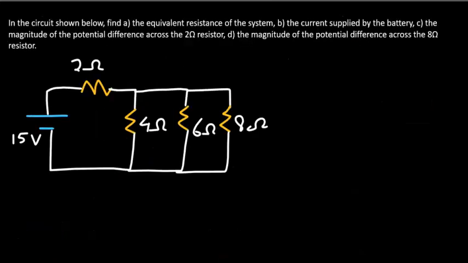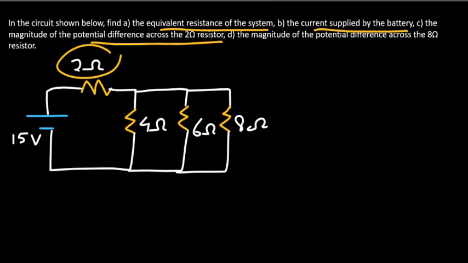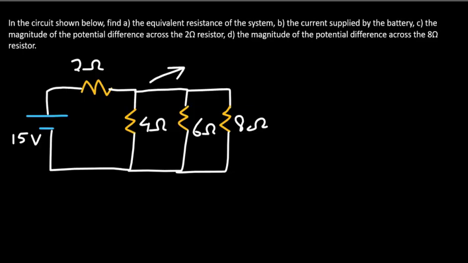Problem 2. In the circuit shown below, find the equivalent resistance of the system, the current supplied by the battery, the magnitude of the potential difference across the 2 ohm resistor, that is this one, and the magnitude of the potential difference across the 8 ohm resistor. So let's first simplify this figure by combining the 3 parallel resistors.